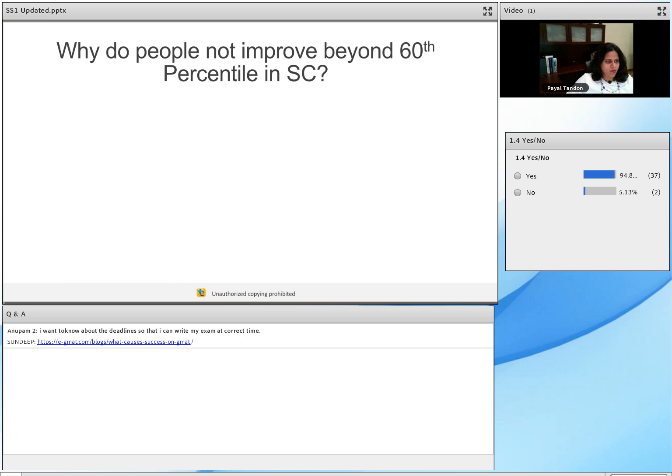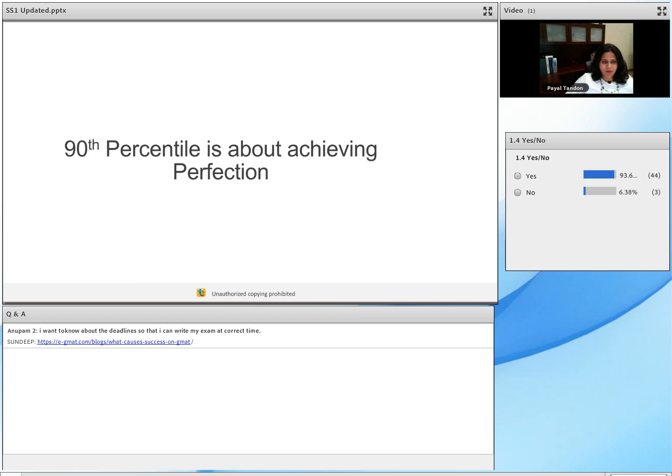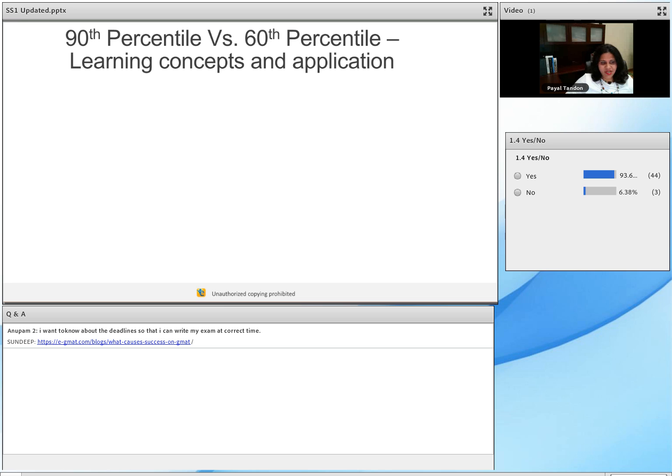Perfect. So let's talk about why is it that people don't improve beyond the 60th percentile in sentence correction. Now, we're going to compare these people. So essentially, both the segments have spent similar amount of time. Their starting ability is the same. Their overall capability is the same, as Rajat has already alluded to. Now we're going to talk about why there are some people who are not able to get to 90th percentile. Essentially, getting to 90th percentile requires that level of perfection.